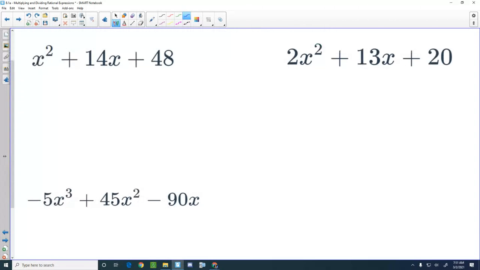I'll give you a hint for this first one. You need 2 numbers that multiply to the constant and add to the linear coefficient. Multiply to C and add to B. Can you think of 2 numbers that multiply to 48 and add to 14? Does that sound familiar to anyone, at least that process? We remember doing this?